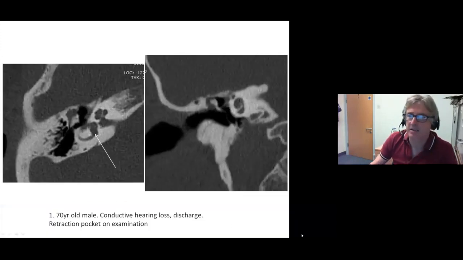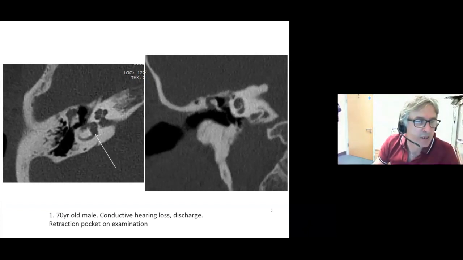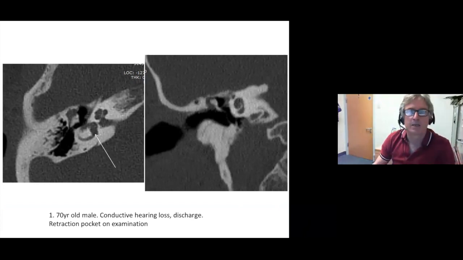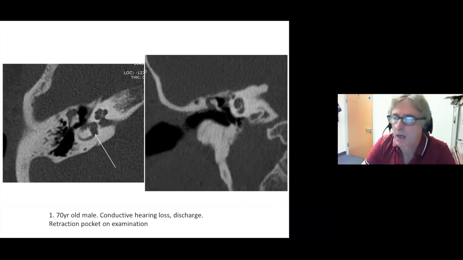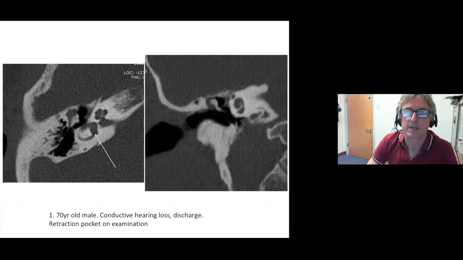So first case, 70-year-old male, conductive hearing loss, discharge, retraction pocket on examination. There are a number of radiological findings. So we've got an axial image and a coronal image through the middle ear. And there are three recognizable radiological abnormalities. What I want to know is what those three things are, and also what the underlying diagnosis is. And what is the white arrow pointing to, which is just a bit of normal anatomy.